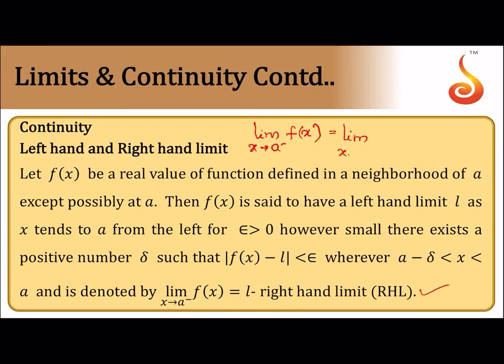Next one, continuity. A function is said to be continuous if left hand limit equals right hand limit equals the value of the function. I write once again, in simple words, limit x tending to a minus f of x is equal to limit x tending to a plus f of x is equal to f of a. So this is left hand limit is equal to right hand limit is equal to the value of the function.